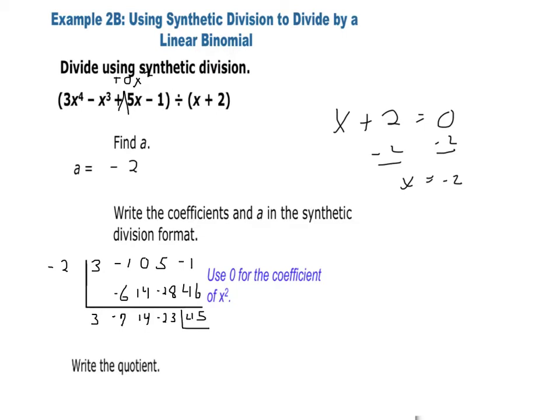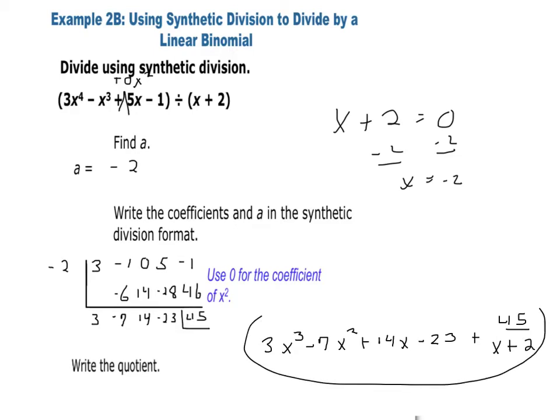So let's see. Looking up here, I see this is 3x to the 4th. So I'm going to drop down 1 degree. So it's going to be 3x to the 3rd minus 7x to the 2nd plus 14x minus 23, and then it's going to be plus the remainder, so it's going to be 45 over top of the divisor, which is x plus 2. And there we go. That is your quotient plus the remainder.